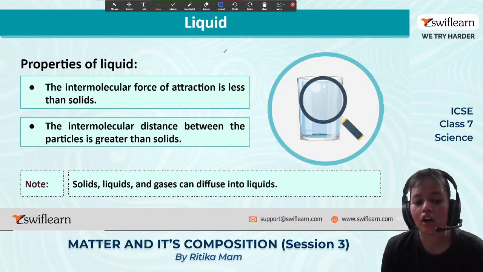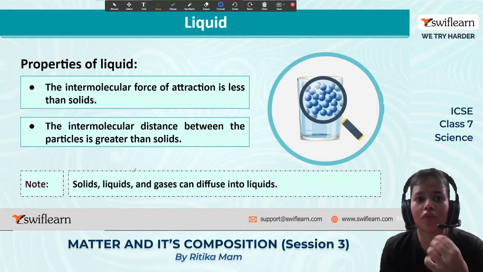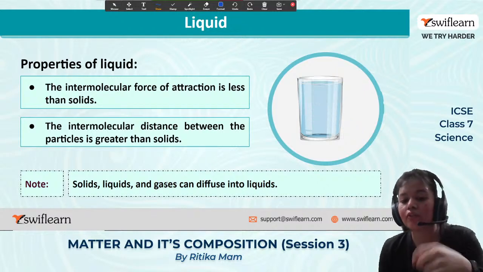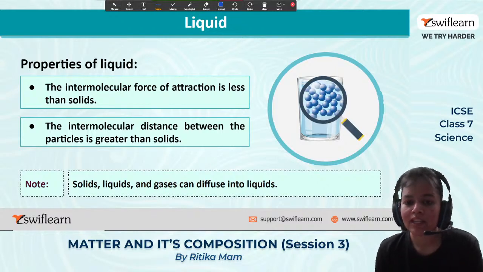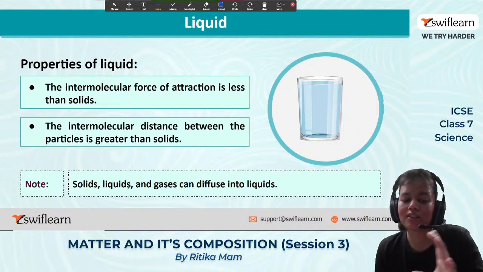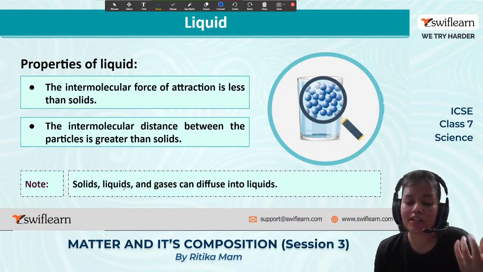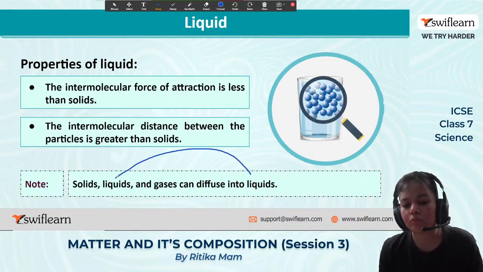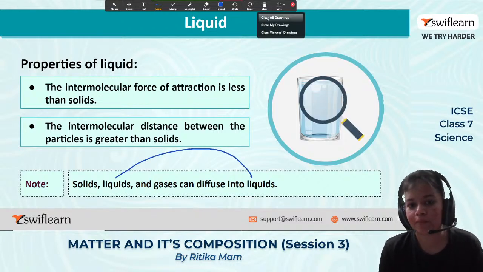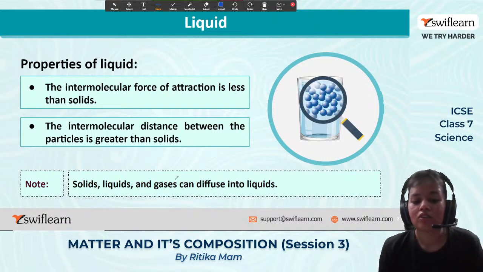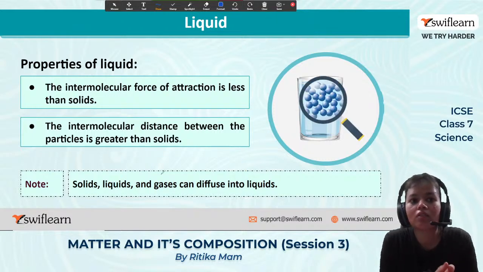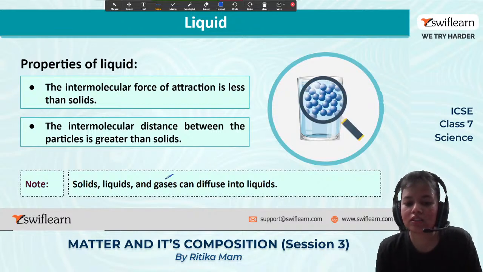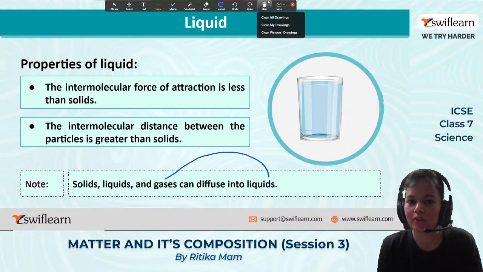Next, if I talk about liquid and liquid, so if I take a spoon of ink, okay, and if I dissolve it in water, what will happen? After some time, the water in the container will change its color. Okay, so that proves liquid can also be diffused in liquids. And thirdly, talking about gas, we can dissolve oxygen into water, right? And that is why gases can also be diffused into liquids.